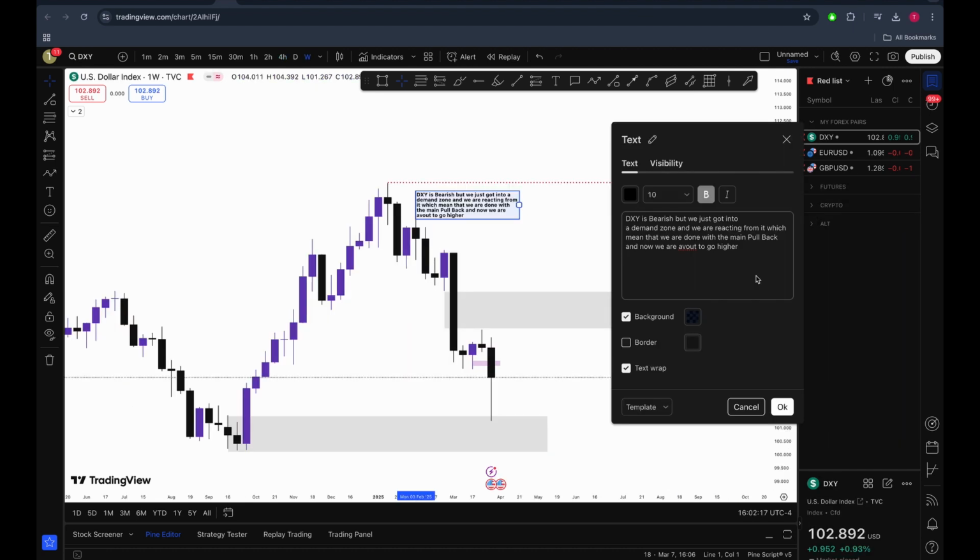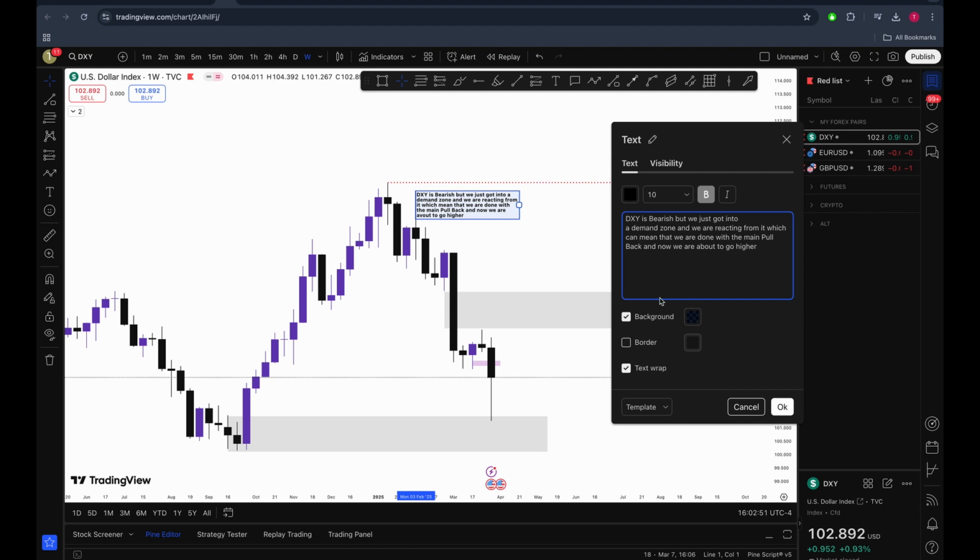The XY is bearish, but it just got into a demand zone and we are reacting from it, which means that we are done with the main pullback and now we are about to go higher. Which can mean that we are done with the main pullback.